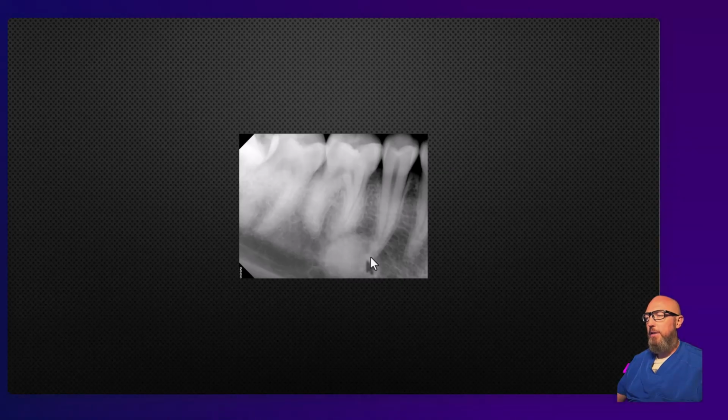All right, looking at this one, nice round lesion. What does it look like? Does it look like condensing osteitis? Remember that term. That implies a periapical lesion. I don't see any radiolucency of the apex. It's just an opacity with PDL space intact. Nothing going on with these teeth.